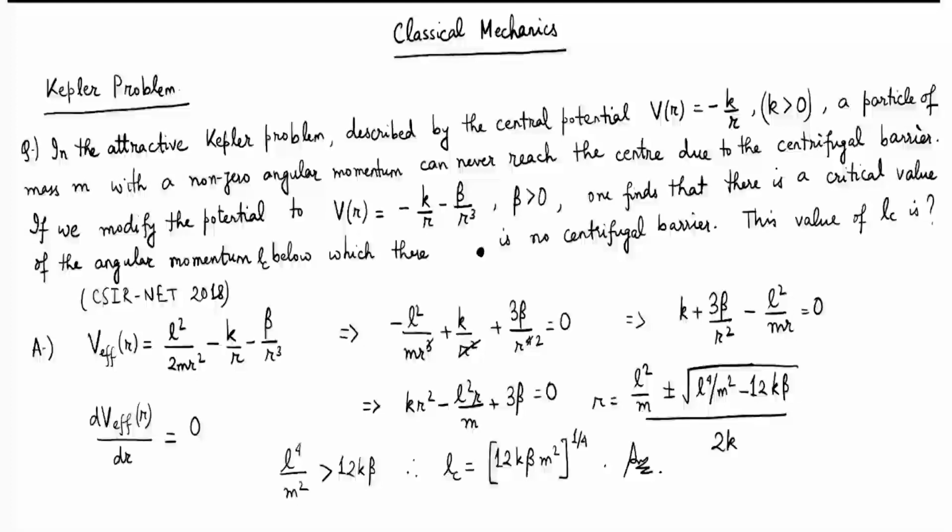So L square by 2mr square is always your centrifugal term. What is your centrifugal force? Centrifugal force is m v square by r, pointing outward, or you can write it as m omega square r.